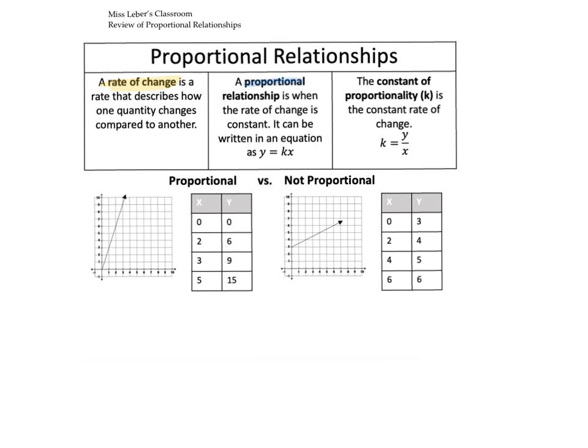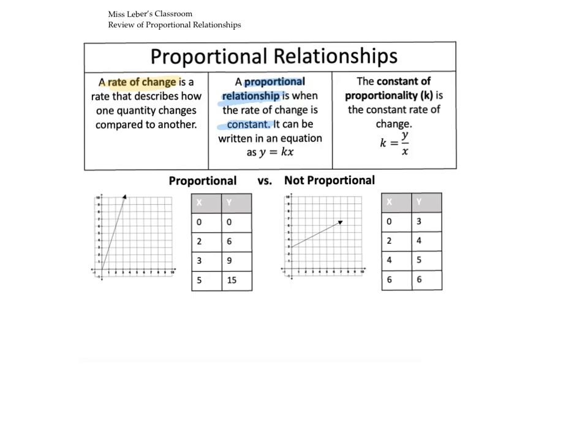So a proportional relationship is when that rate of change is constant, which means it's the same. So for example, if you go outside for 60 minutes a day, your rate of change would be 60 minutes per day. But let's say you went outside for 45 one day, 36 one day. Those are different because it's changing per day.